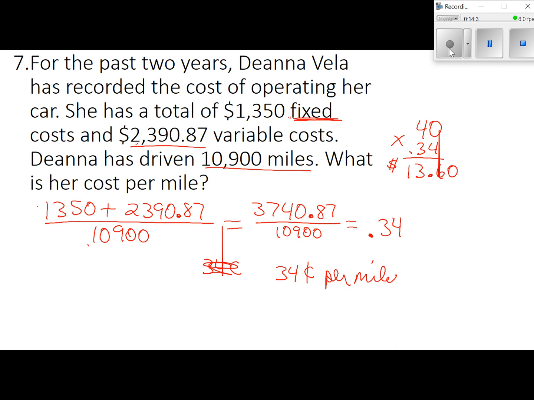One thing that I don't know if Deanna actually took into consideration on this is whether this included the fixed cost, the depreciation of her car or not, which it should. That's got to be figured in, but it doesn't look like it was figured in this problem.